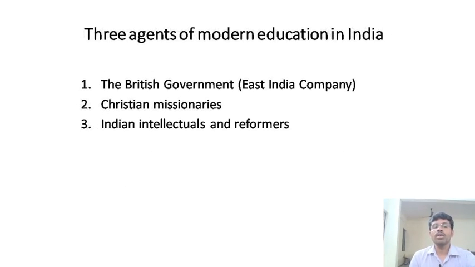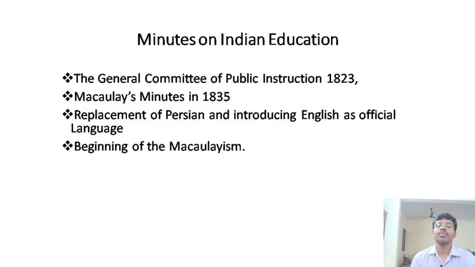Let us look at the agents of modern education in India. The agents of modern education may be classified into three. First is the British government or colonial government. Second, Christian missionaries. Third, Indian intellectuals and reformers, those who were educated through Christian missionaries as well as the government institutions set up by the colonial rulers. These are the three agents of modern education in India.